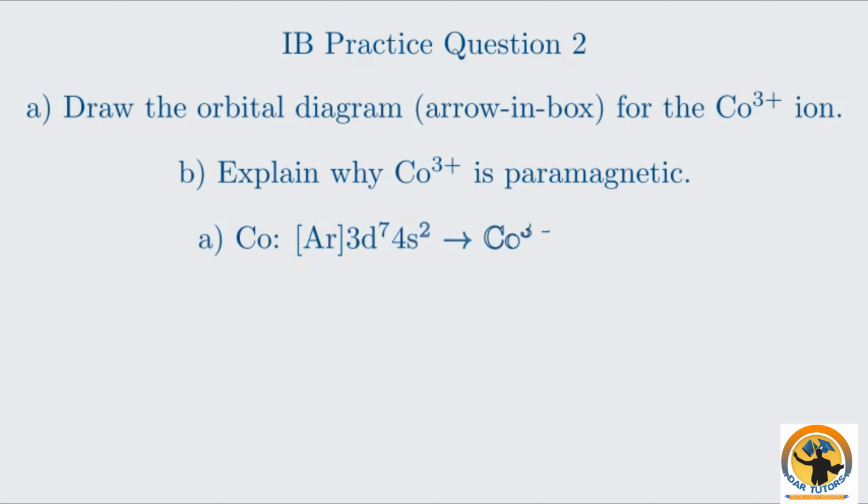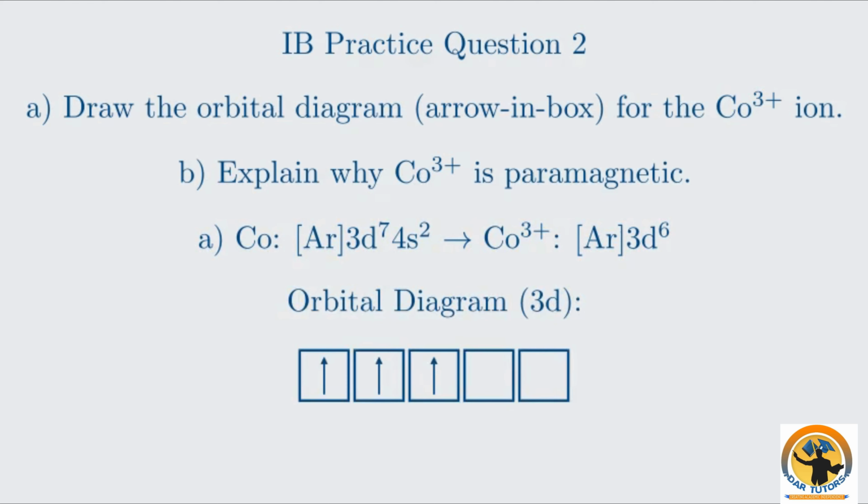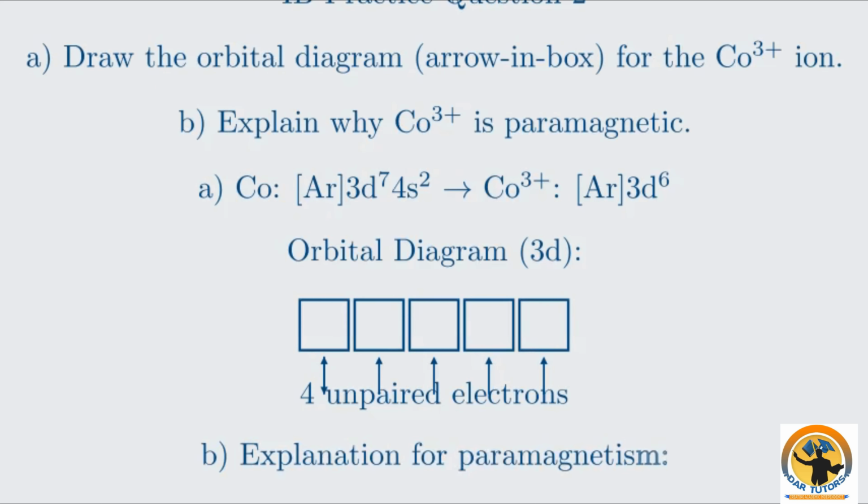To form the Co3+ ion, it loses the two 4s electrons and one 3d electron, giving it a configuration of [Ar]3d6. Now we draw the orbital diagram for the 3d6 configuration. We have 5 boxes to represent the d orbitals. We fill them according to Hund's rule, placing one electron in each orbital first, then pairing the electrons. This gives 4 unpaired electrons. So for part A, the diagram shows the 5 3d orbitals with 4 unpaired electrons.